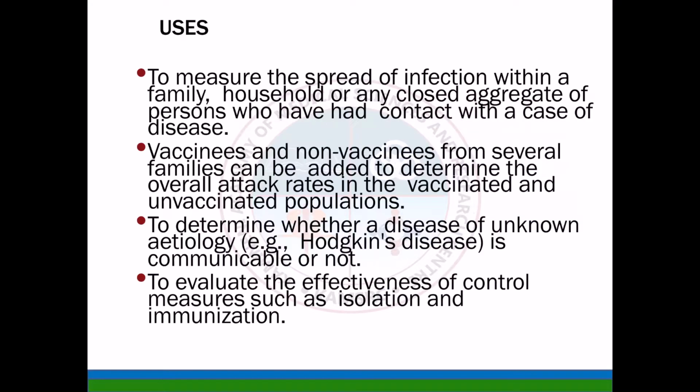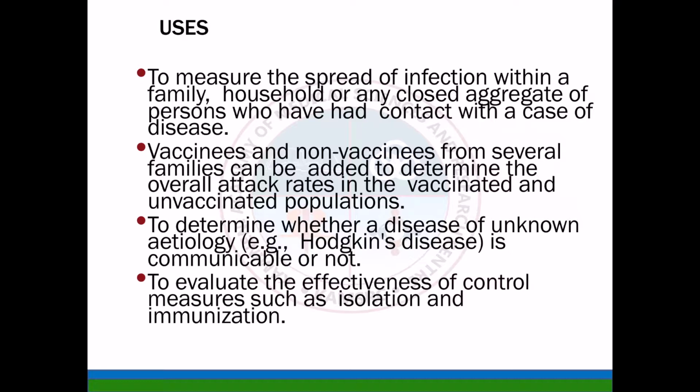The secondary attack rate we have already calculated, it has come to 66.6%. And now the uses: it helps to measure the spread of infection within a family, household, or any closed aggregate of persons who have had contact with a case or disease. Vaccinees and non-vaccinees from several families can be added to determine the overall attack rates in the vaccinated and the unvaccinated population. So you know whether it is a vaccine preventable disease.